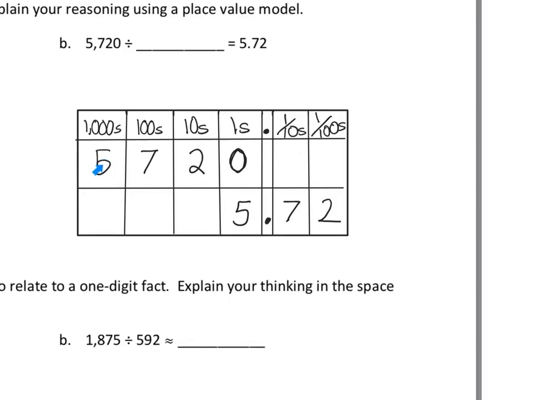The 5 in the thousandths place has gone over 1, 2, 3 place values. Let's look at the 7. It has gone over 1, 2, 3 place values. And the 2 again is 1, 2, 3 place values. So let's go ahead and draw arrows noting the shift in the place values. 5 goes over 1, 2, 3. 7 goes over 1, 2, 3. And the 2 goes over 1, 2, 3. So the answer in this is 10 to the power of 3.